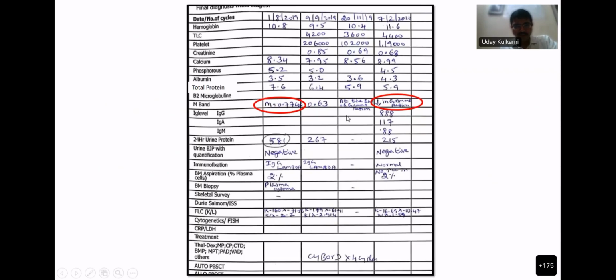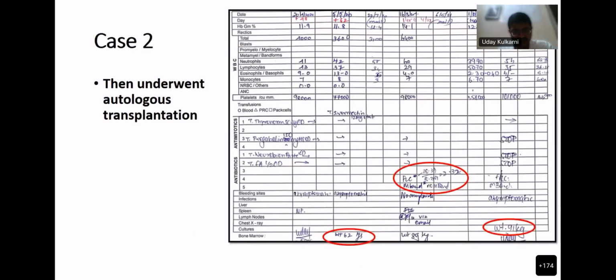So essentially after the chemotherapy, the M band from 0.77, there was decrease in the gamma region, and the immunofixation from IgG lambda became negative. So as the standard treatment, he underwent autologous transplant, and after 3 months post autologous transplant, we generally do assessment, and then in myeloma maintenance therapy is started.